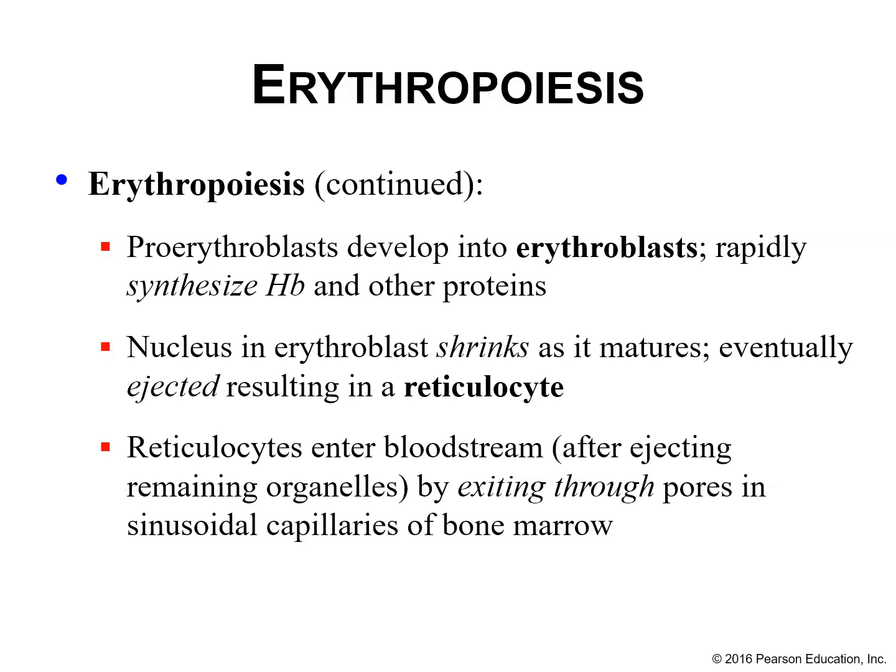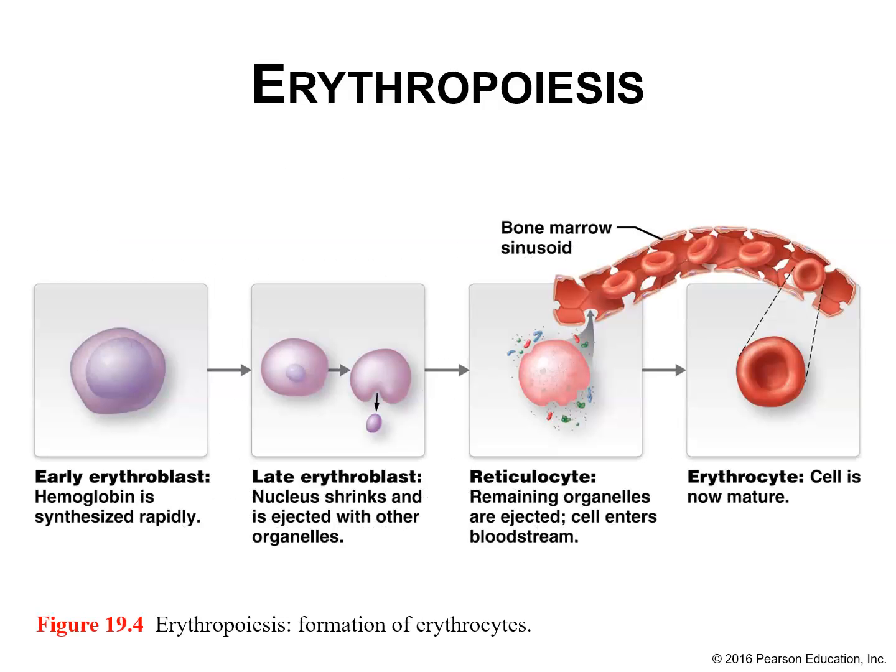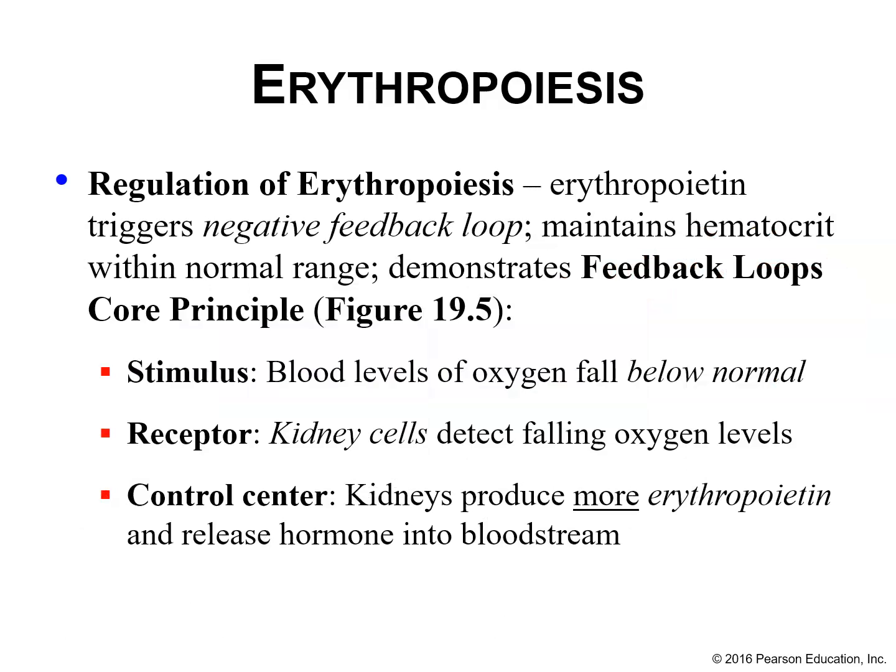Reticulocytes then enter the bloodstream after ejecting the remaining organelles in the cytosol. They do that by exiting through the pores in the sinusoidal capillaries of the bone marrow in the medullary cavity. So your early erythroblast is where the hemoglobin is rapidly synthesized, and then they become proerythroblasts, which then eventually become erythroblasts and then erythrocytes. So let's look in more detail at how erythropoiesis is regulated.